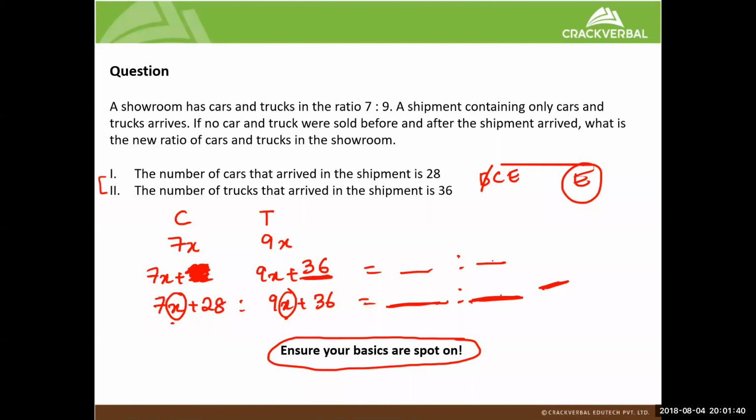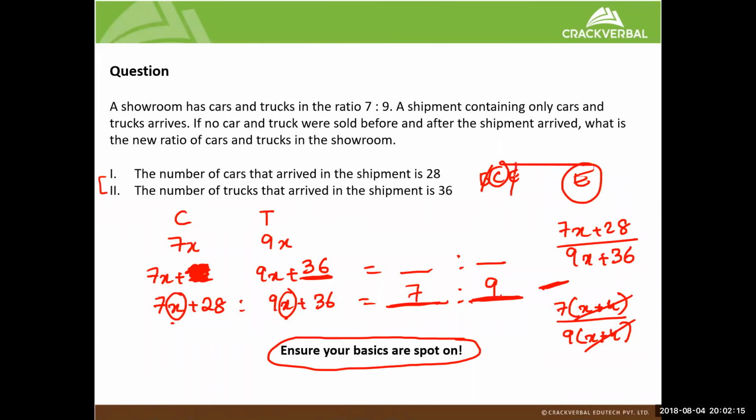That's not the case, because you'll always have to look at trying to answer the question. Don't let go at this point. The ratio of cars to trucks after the shipment arrived would be 7x plus 28 divided by 9x plus 36, right? You can take 7 common on the numerator, that gives x plus 4. You can take 9 common in the denominator, that also gives x plus 4. The x plus 4 and x plus 4 get cancelled to give me the new ratio also in the form of 7:9. So the answer here has to be Charlie.